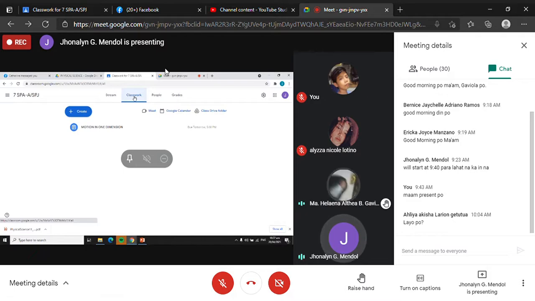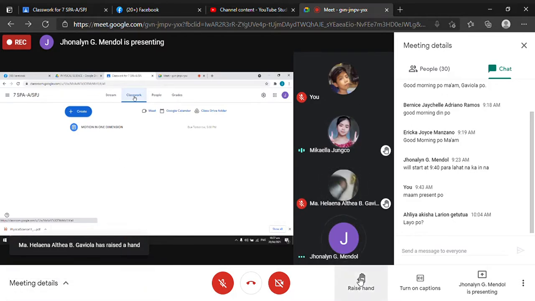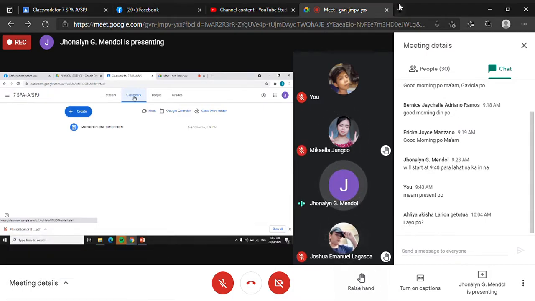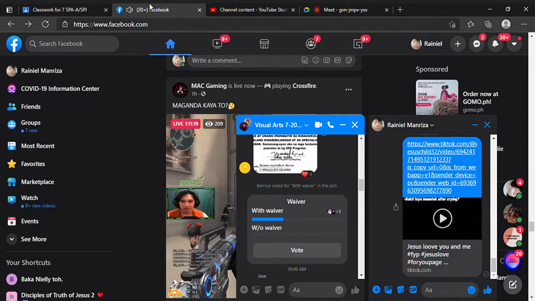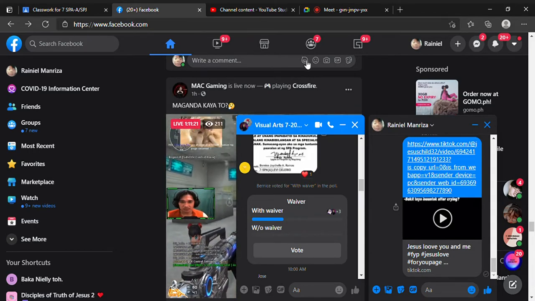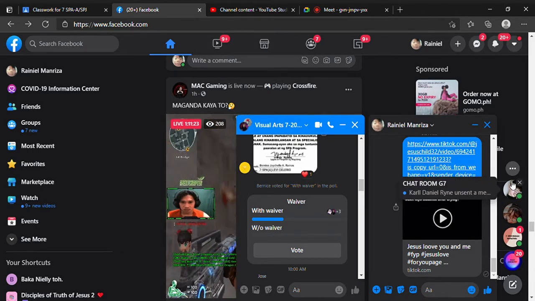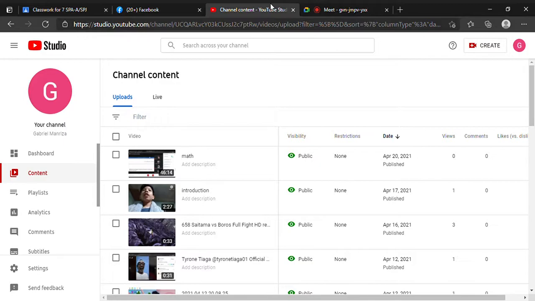Anyone? Gabriela. Any other hand? Okay, Lagasca. Scalar quantity have no direction po, and vector quantity have direction po. Okay, very good. I think you already got everything correctly.